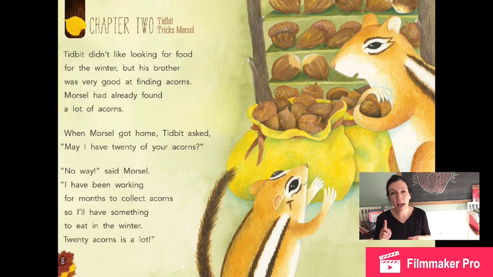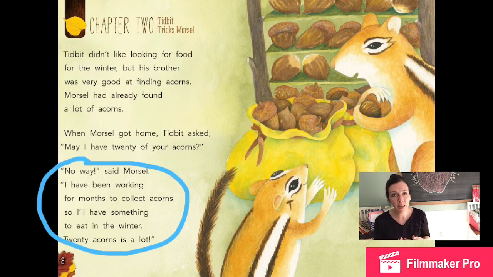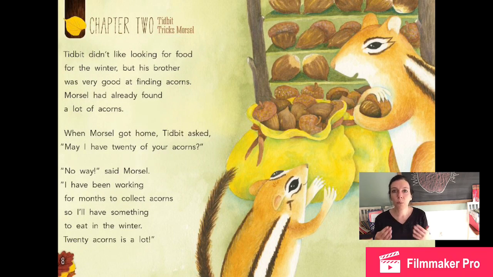So let me show you, on this page, I am going to start right around here. And I'm going to read this page, just that little part, with really good expression. So I'm going to change my voice to make it sound like I think Morsel would sound in the book. I want you to listen, because then I'm going to have you pause it and practice reading that part just like I did, with expression. So listen really carefully. Let me show you what that might sound like. So remember, I'm going to start down towards the bottom.